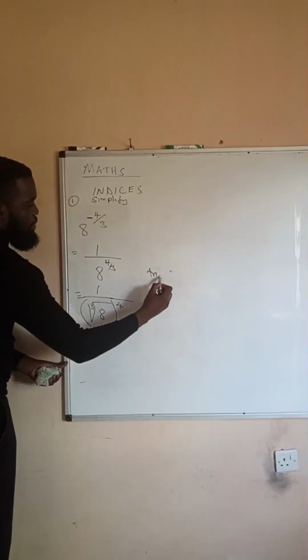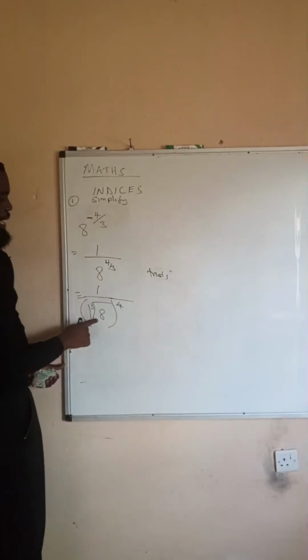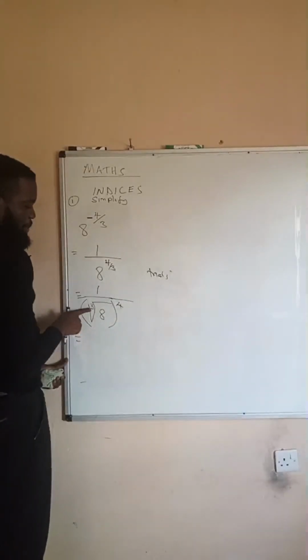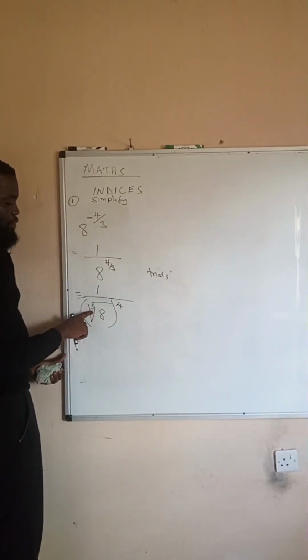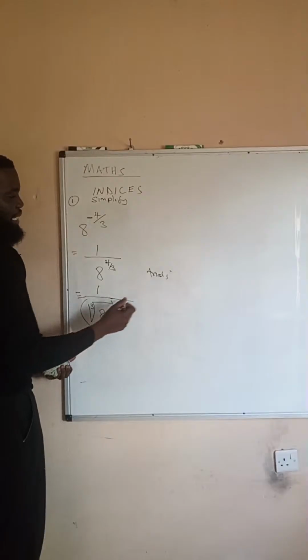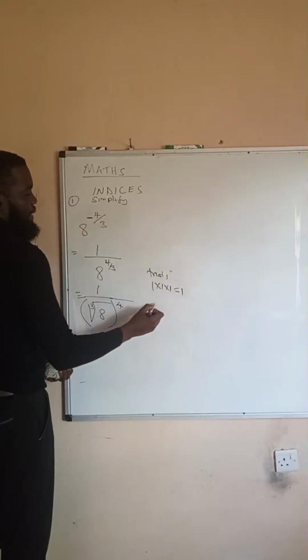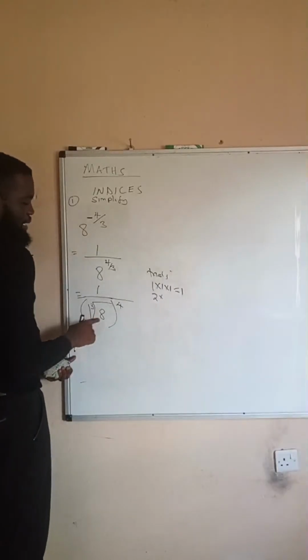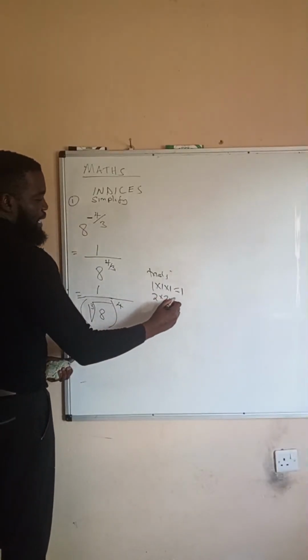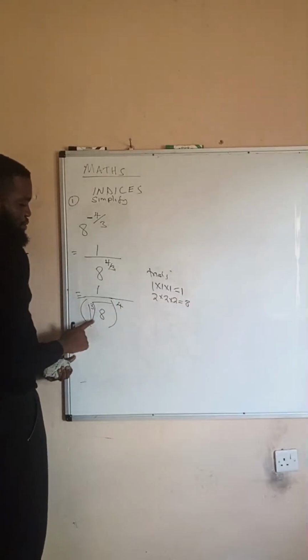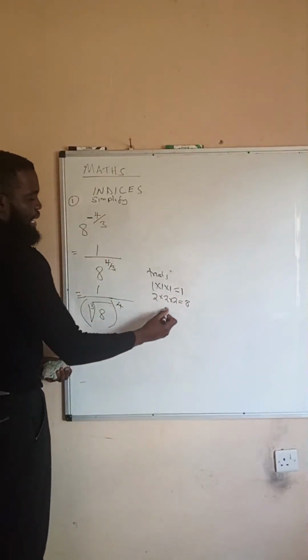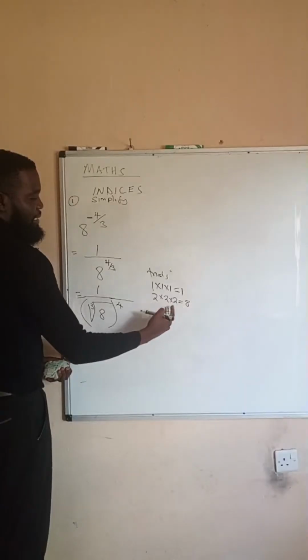Then you do trials for 8. You have to look for a number, you have to multiply it 3 times to get 8. I start. 1 times 1 times 1 is 1. Is 8 in here? No. 2 times 2 times 2, 8. Do we have 8 here? Yes. So the trial number that has given me 8 is 2.